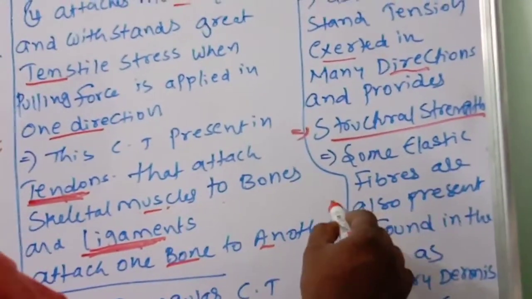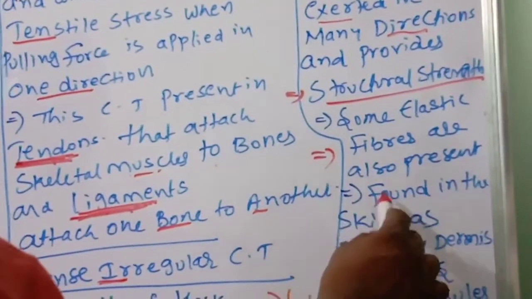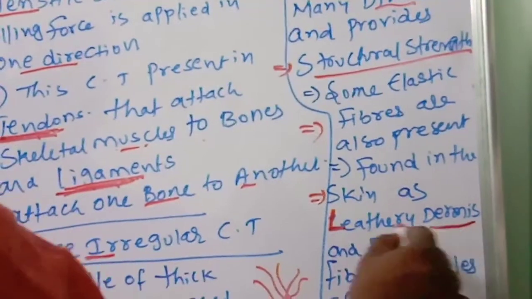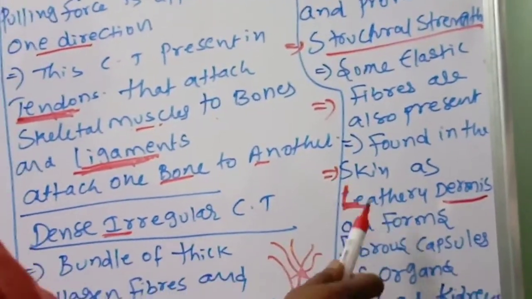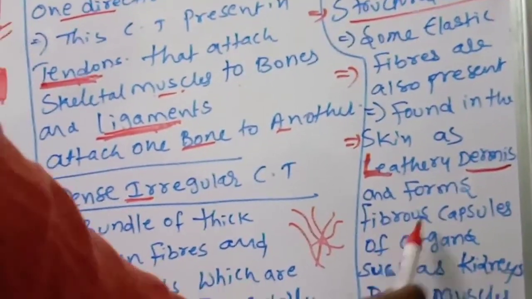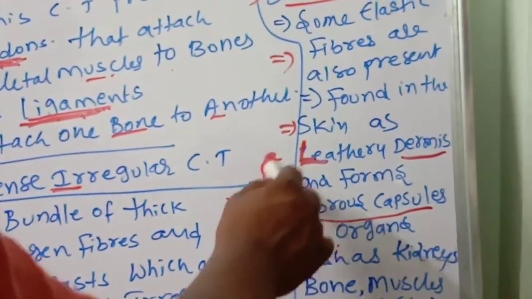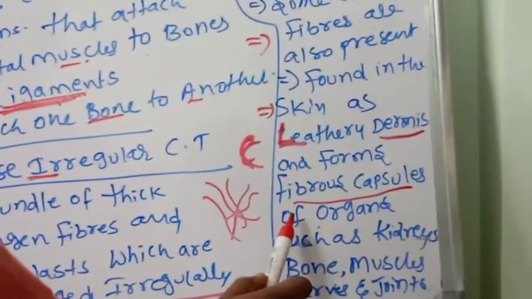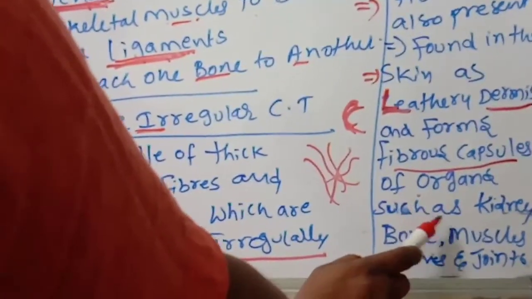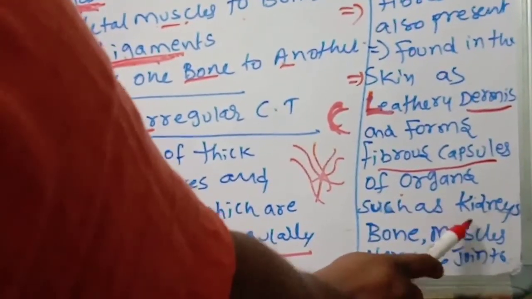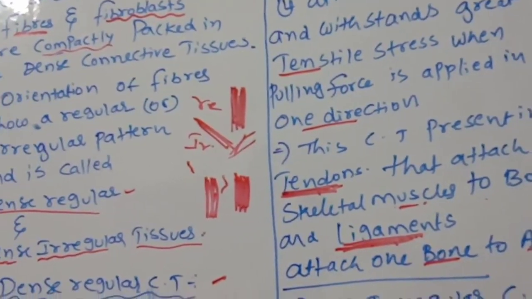Some elastic fibers are also present in that tissue, found in the skin as leathery dermis. So as the skin's leathery dermis, this dense irregular connective tissue forms fibrous capsules of the organs. See, organs are surrounded by coats, or not? Fibrous capsules also by the dense irregular connective tissues, such as kidneys, bone, muscles, nerves and joints.